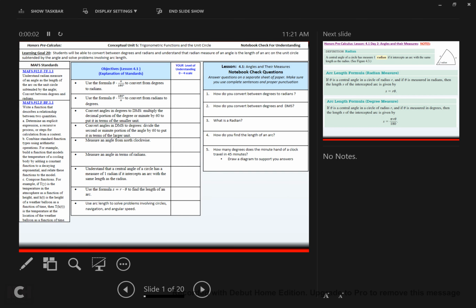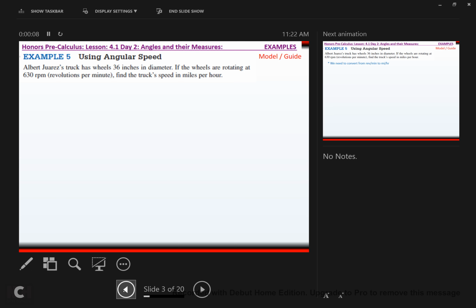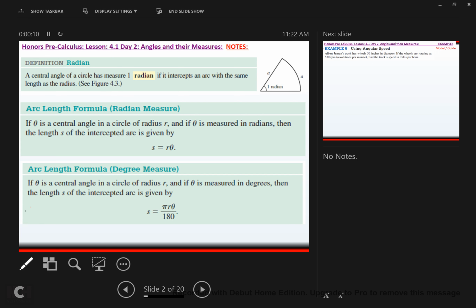All right, today we're going to talk again about angles and their measures. We're going to be using our arc length formulas. You use this formula if theta is measured in radians. You use this formula if theta is measured in degrees.